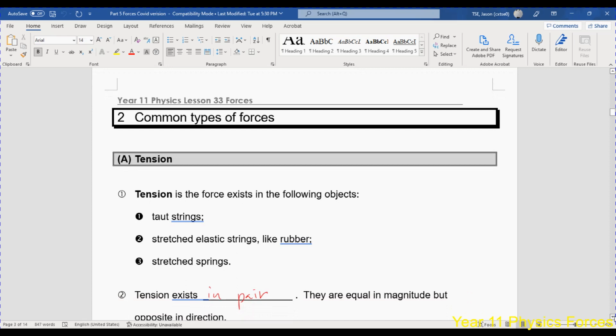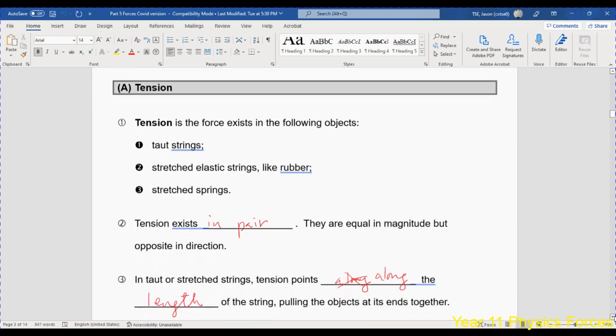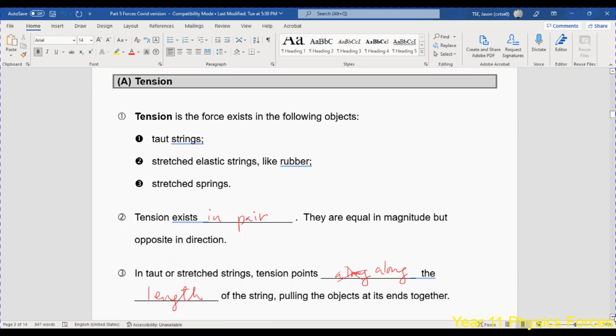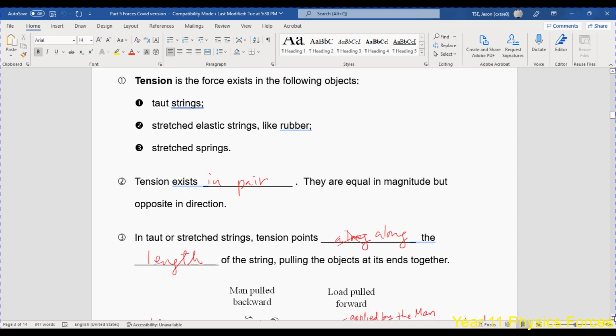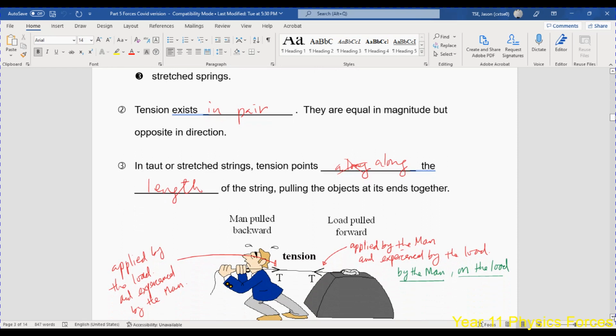And we've learned two common types of forces. One is tension. Tension is a force which exists on taut strings, stretched strings, rubber bands, or springs. All tensions must be in pairs, and they must act along the length of the string, pulling the objects at both ends together.